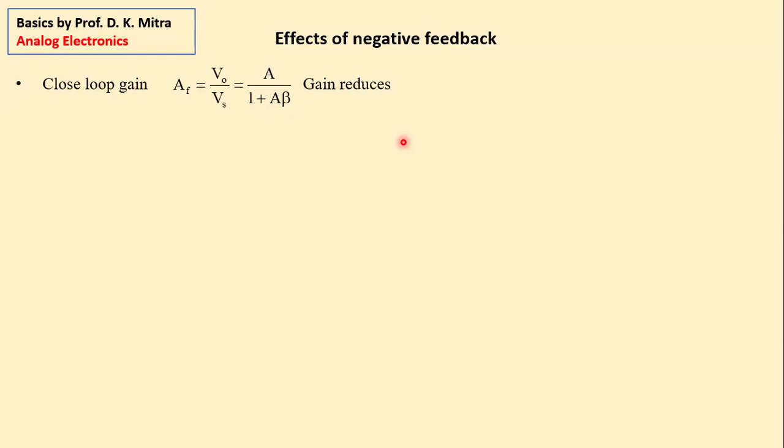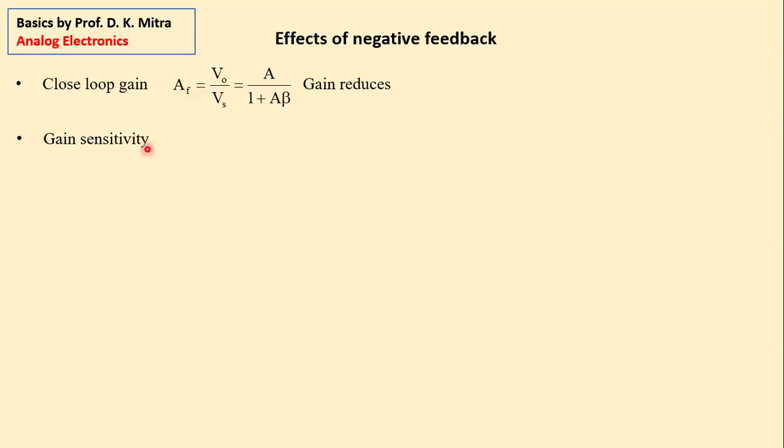course. Closed loop gain is AF, where A is the open loop gain, equal to A upon 1 plus A beta. So, of course, gain reduces, right? Of course, gain reduces. This is the number one effect of negative feedback. Number two effect is gain sensitivity. This is important to remember.